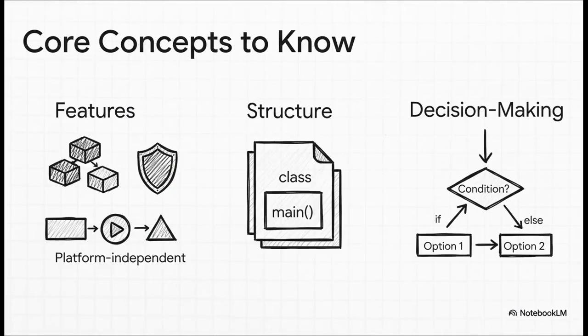Next up are some other key basics that are pretty much guaranteed marks. You'll probably get asked about Java's features, so remember words like object-oriented and platform-independent. You also got to know the basic program structure, a class with a main method inside. And finally, be ready to explain how decision-making works using an if-else or a switch statement. Nailing these is such an easy win.